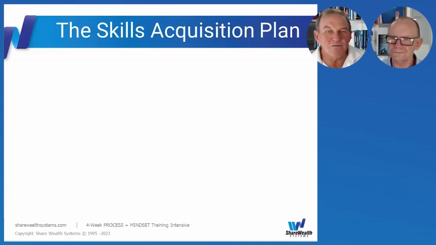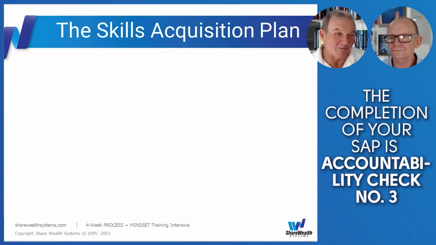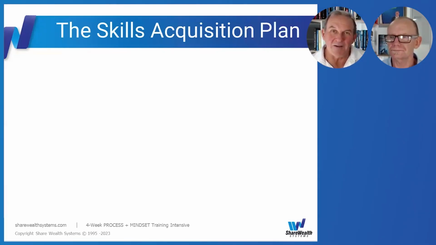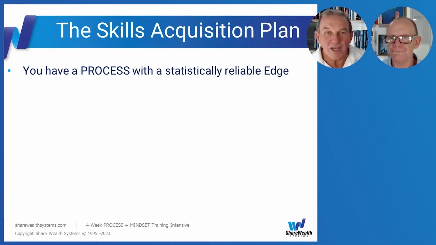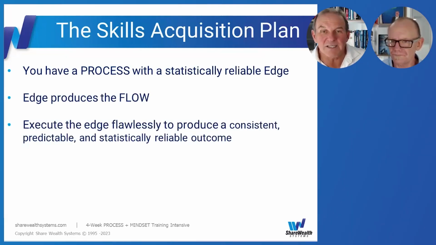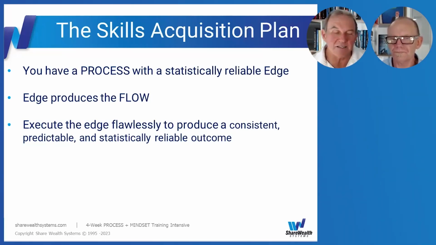So now we're going to move into the skills acquisition plan, which we've implored on you today that if you haven't started already, you should start before the next session right away. Let's get into the process: define your starting capital, start up the new portfolio in the portfolio manager and Beyond Charts, and get going on this. So you have a process with a statistically reliable edge. The edge produces the flow. You execute the edge flawlessly to produce a consistent, predictable, and statistically reliable outcome, as per Mark Douglas's definition.